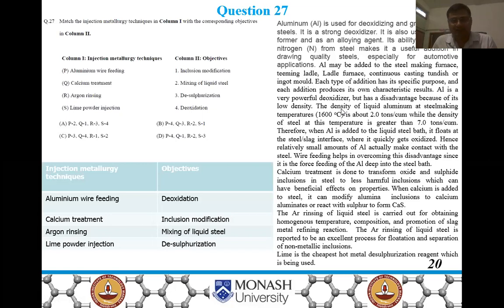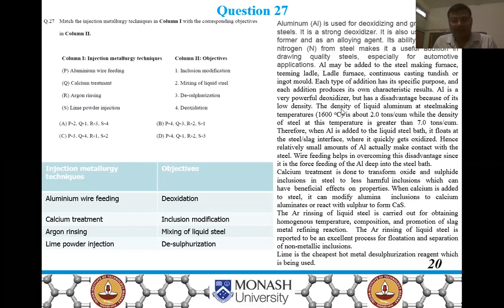Its ability to scavenge nitrogen from steel makes it a useful addition in drawing quality steels, especially for automotive applications. Aluminum may be added in steelmaking furnace stream, ladle, ladle furnace, continuous casting tundish, or ingot mold. Each type of addition has its specific purpose, and each addition produces its own characteristic results.